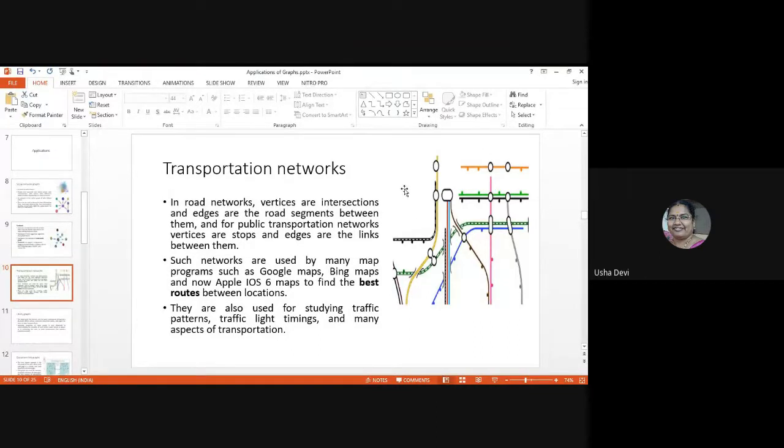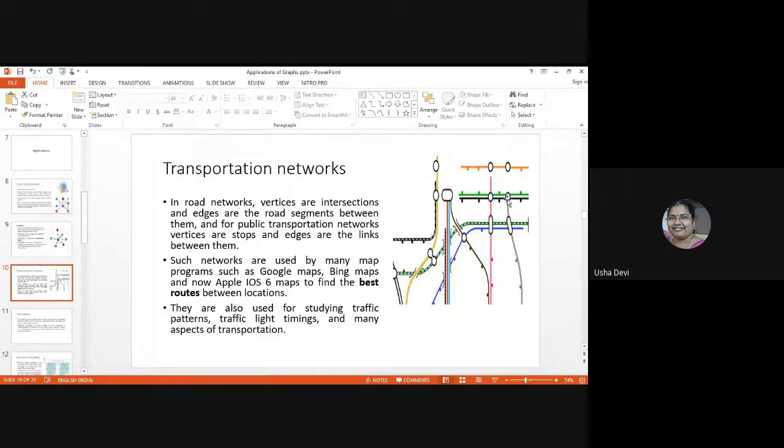Just see the roadmap. Vertices are intersections here. In the case of edges, there are road segments. These are the road segments, and these are vertices, maybe from one station to another station, maybe a bus station or railway station, anything. Those are vertices, and the connectivity road is called an edge here. Always the information flows from one to another.